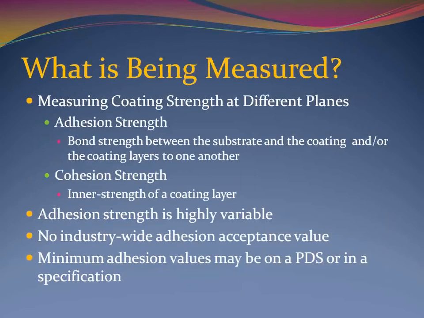When you perform an adhesion test, you are measuring the strength of a coating at several different planes. First, you are testing the adhesion of the coating system to the substrate. Second, you are testing the adhesion of the coating layers to each other, if there is more than one layer of coating on the surface. In both of these cases, you are testing the adhesion or adhesive strength of a coating, or the bond of the layers to one another and to the substrate.